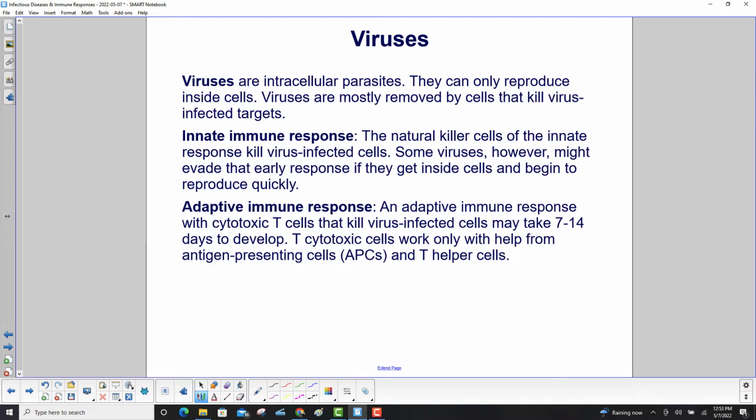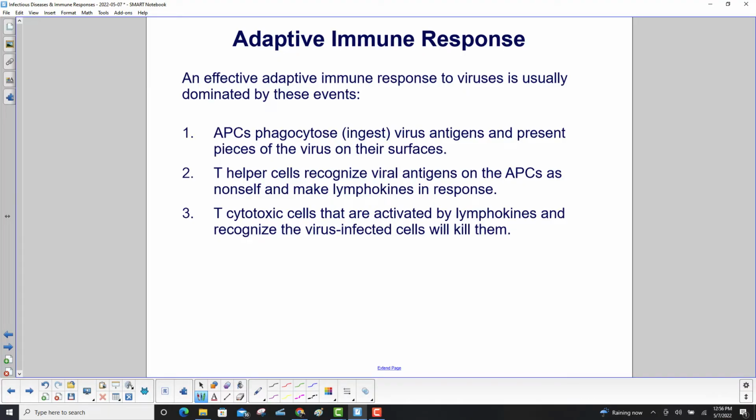The adaptive immune response, that response with cytotoxic T cells that kill the virus-infected cells, may take 7 to 14 days to develop. The T cytotoxic cells work only with help from antigen-presenting cells, known as APCs, and T helper cells. An effective adaptive immune response to viruses is usually dominated by these events.